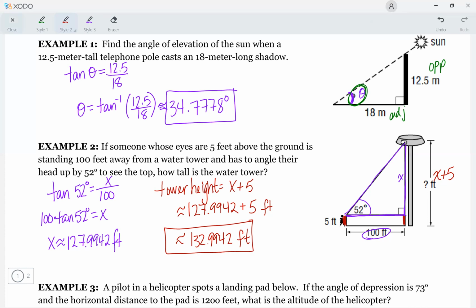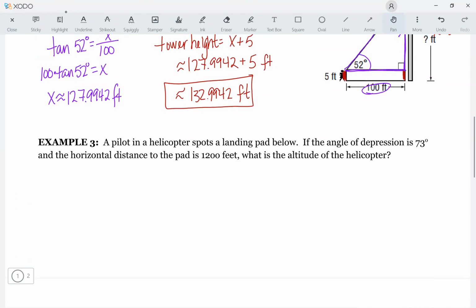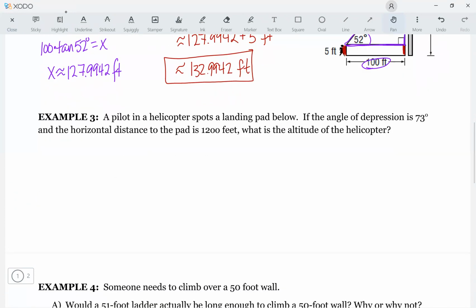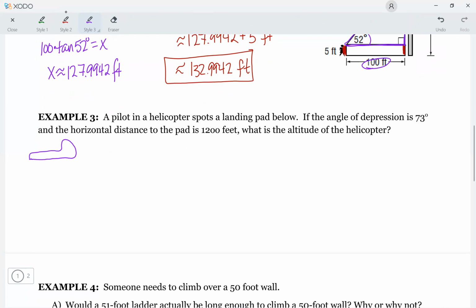Alrighty, our next problem. Let's take a look at the helicopter. However, you'll notice we do not have a picture on this one. So we do need to go ahead and draw this out. We have a pilot in a helicopter who spots a landing pad below. So again, forgive me, here's my helicopter. And I'm going to imagine this is one of those glass bottom ones.